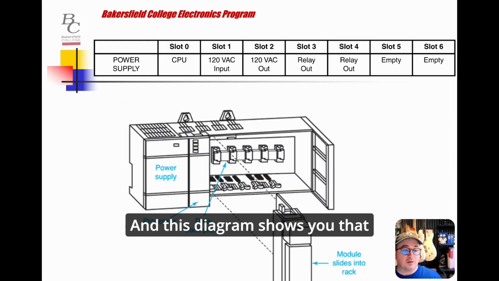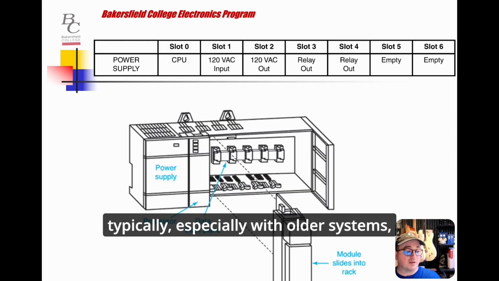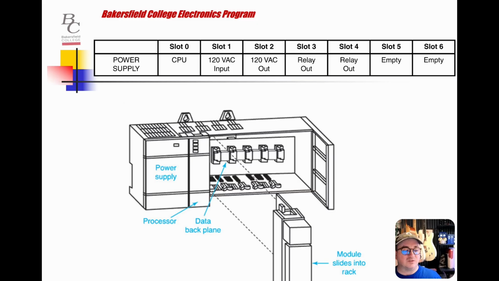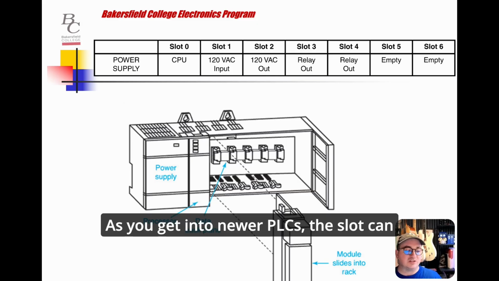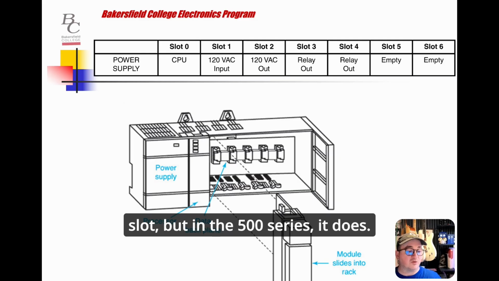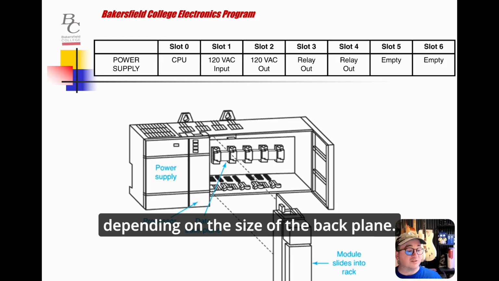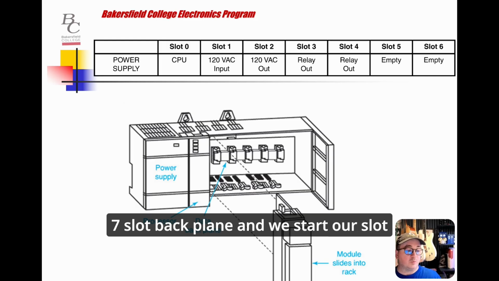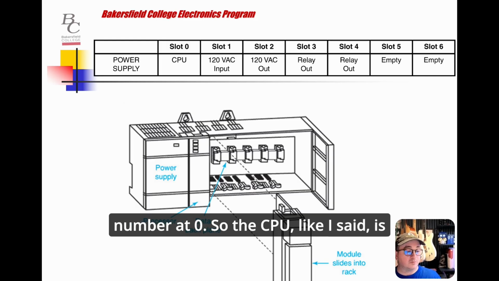And this diagram shows you that typically, especially with older systems, the SLC 500 series PLCs, the processor is always in the 0 slot. As you get into newer PLCs, the slot can change. It doesn't always have to be the 0 slot, but in the SLC 500 series, it does. And then you have additional slots depending on the size of the backplane. And in this example here, we're showing a 7-slot backplane, and we start our slot number at 0. So the CPU, like I said, is always slot 0.